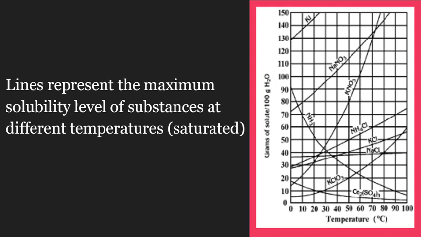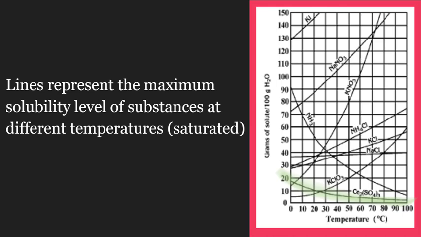And it tells you in your notes there that these lines represent the maximum solubility level of substances at different temperatures. So we got lots of different lines, lots of different substances, and this kind of reinforces that idea that I was talking about on the last page, that different substances are going to be saturated at different levels. So some of these down here at the bottom that are saturated at very low levels are still going to be a very dilute solution, even though they're saturated and full.